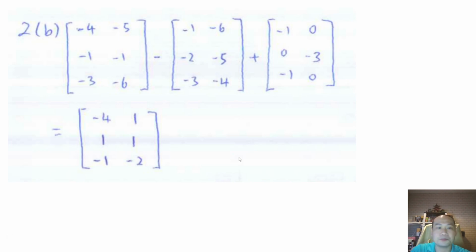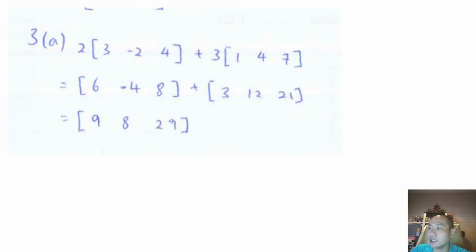Now, the next question is slightly more challenging, or rather increases the complexity a little bit, because we have a little multiplier outside the matrix. In this case, this is a 1 row by 3 column matrix, so 1 by 3, 1 by 3. We can add them together, but we need to take note of the multiplier. So there are additional steps that we need to do.